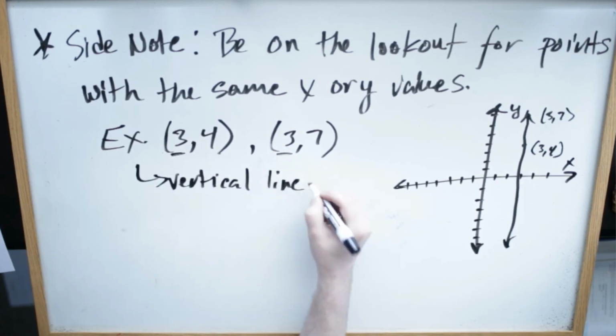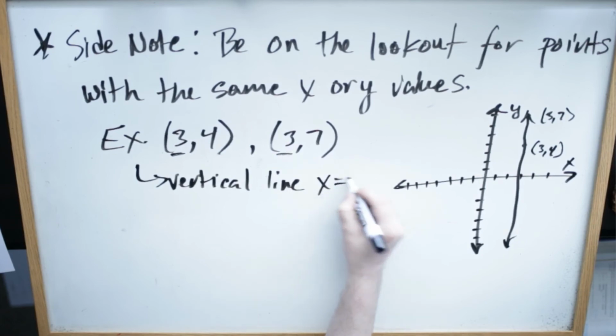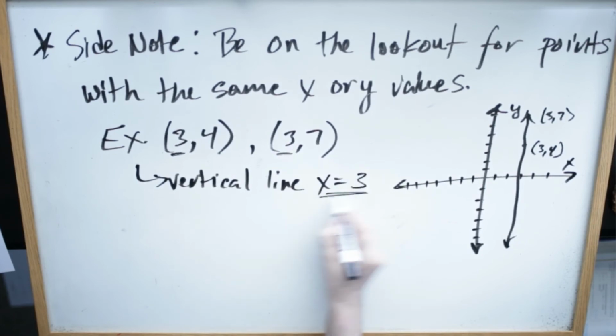And in fact, the vertical line is going to occur at x is equal to 3. That is actually the equation of the line. So if you see x values that are the same, you just say x equals 3, or x equals whatever the same number is between the two of them. It makes life a lot easier when you see something like that.